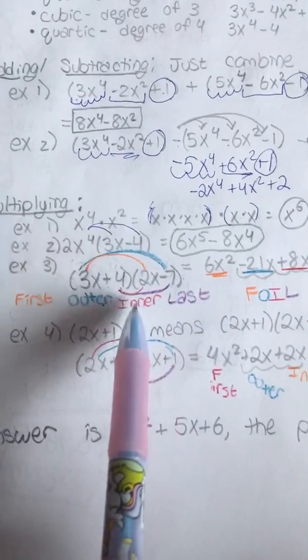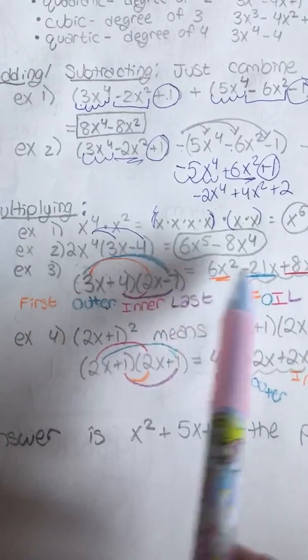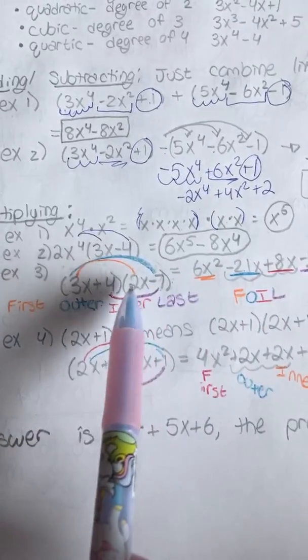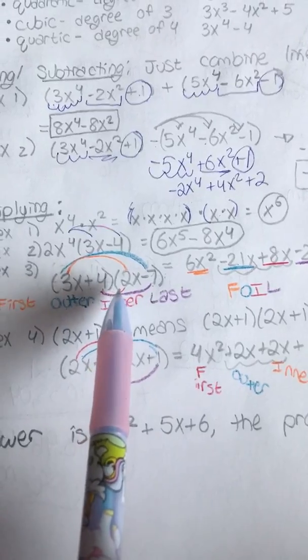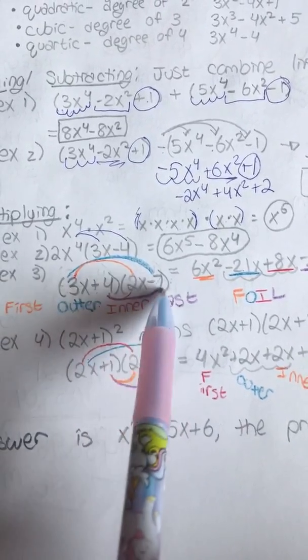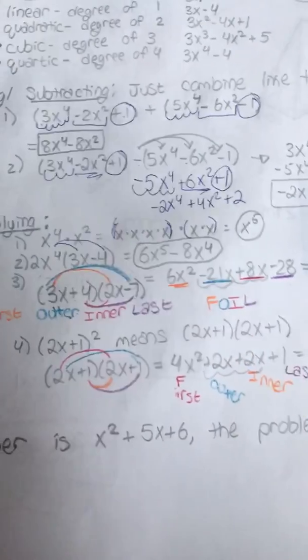Then I multiplied the inner terms. 4 times 2 is 8, positive 8, and x times nothing is just x. And then you multiply the last term. So 4 times negative 7 is negative 28.